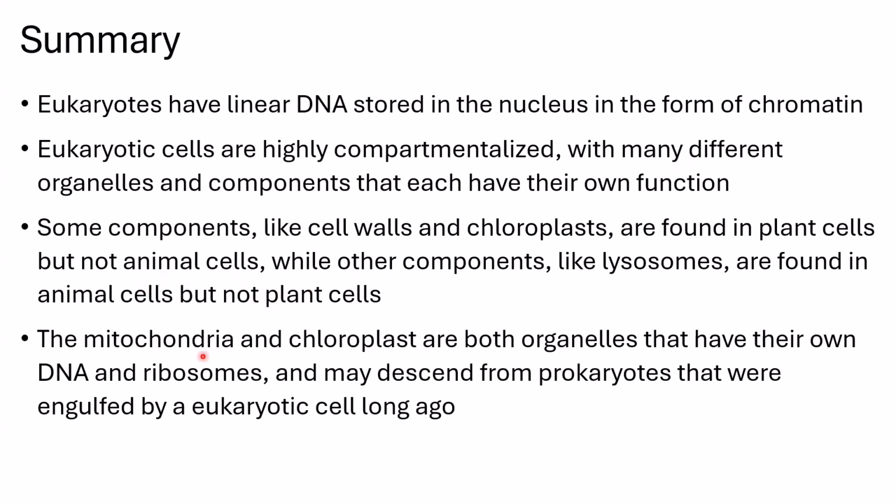The mitochondria and chloroplast are a bit special because they have their own DNA and ribosomes, and this is because they likely descended from a prokaryote that was engulfed by a eukaryotic cell a long time ago. The prokaryotic cell and the eukaryotic cell had a symbiotic relationship, and eventually this led to the mitochondria and chloroplast.